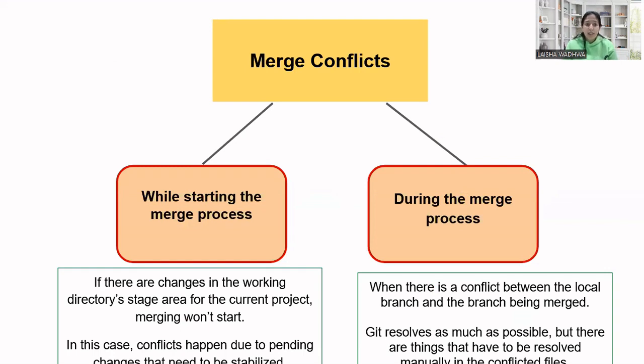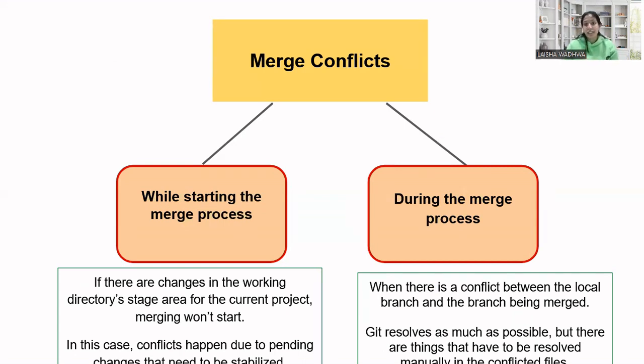So the one common one is what we just saw, right? When we are starting the merge process. Now, this generally happens when there are some changes in your working directory, staging area, where you've done a git add for the current project, so the merging won't start at all. So there are simple ways to treat that.